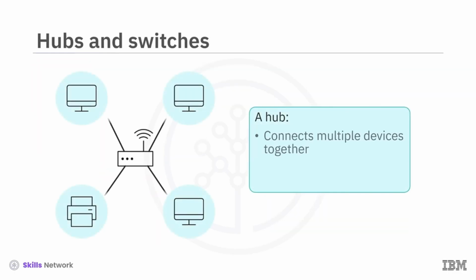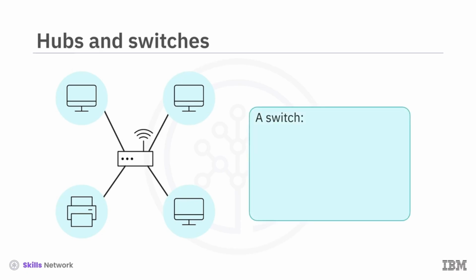A hub connects multiple devices together in a network. When data is sent to a hub, it broadcasts that data to all devices on the network, except for the one that sent the data. A switch is similar to a hub, except it keeps a table of MAC addresses. When a switch receives any data, it looks up the proper MAC address and forwards the data to the right place.